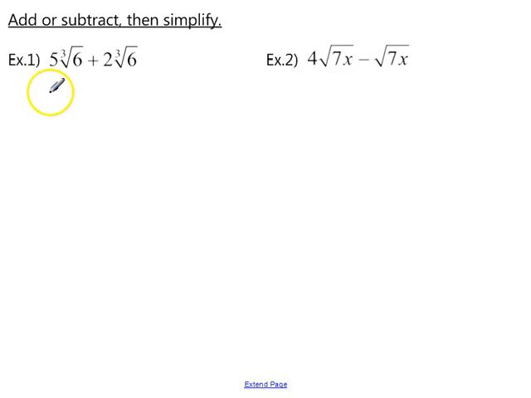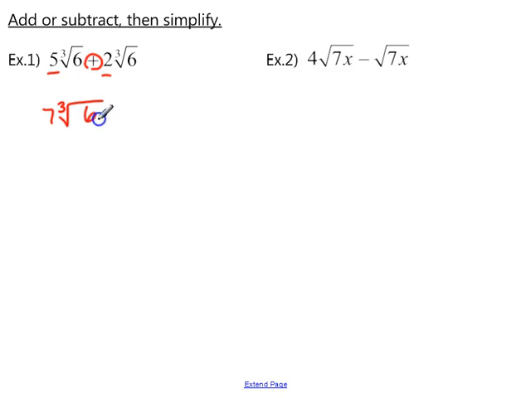In this first one, remember, first we need to check to make sure the index is the same. We have 3 and 3, and also that the radicands are the same, 6 and 6. So we can go ahead and add these together and then simplify if possible. So we take the numbers that are outside, 5 and 2, and we want to add them together. So 5 plus 2 is 7, and then we have a radical with an index of 3, and then 6 is our radicand, so that stays inside.